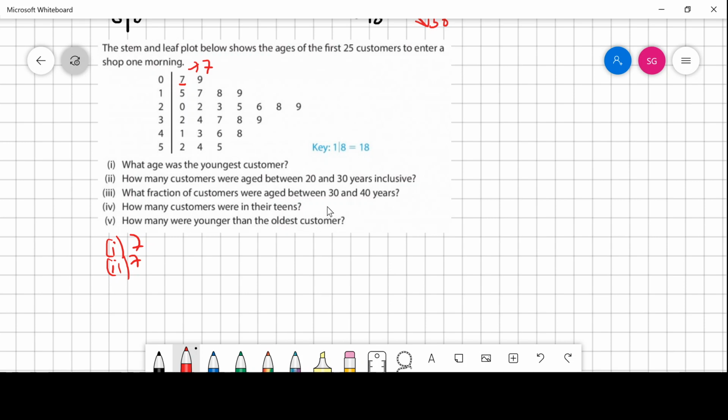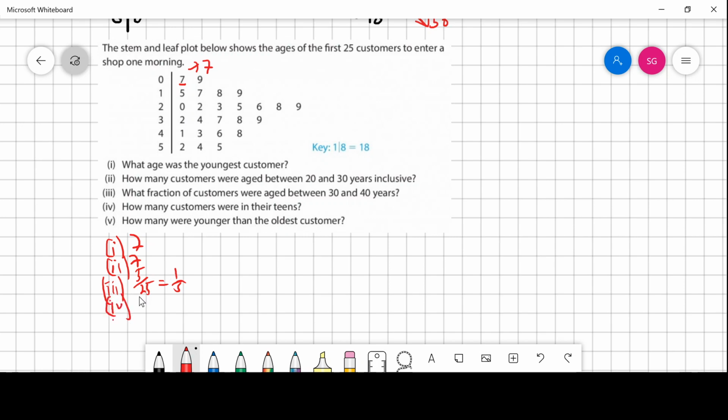What fraction of the customers were aged between 30 and 40 years? So we've got 1, 2, 3, 4, 5 people between 30 and 40. We've got 25 customers. So doing that out, 5 over 25, 1/5. Great. How many customers were in their teens? So now we can go, 1, 2, 3, 4. 4 of them were in their teens.